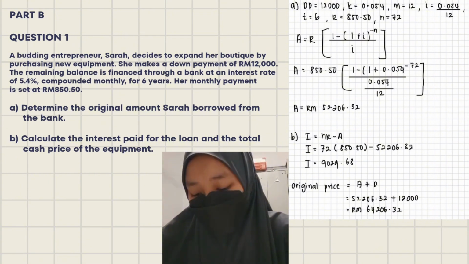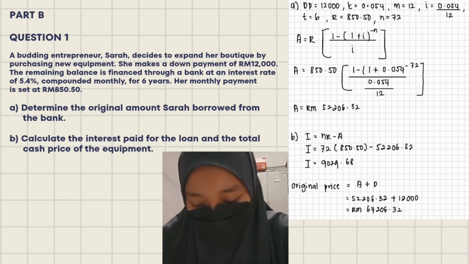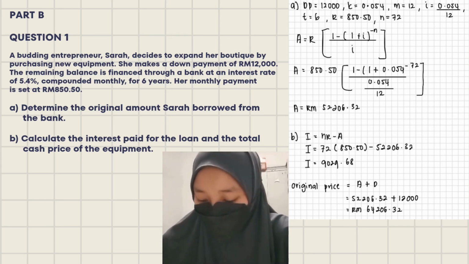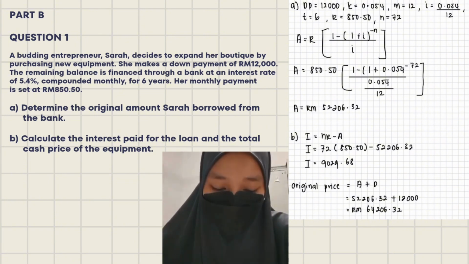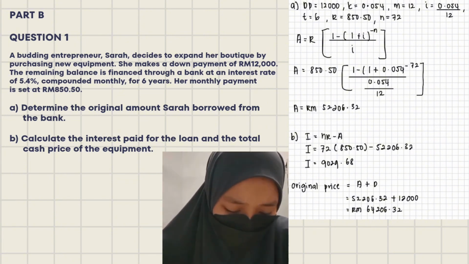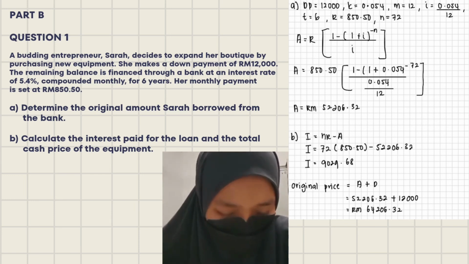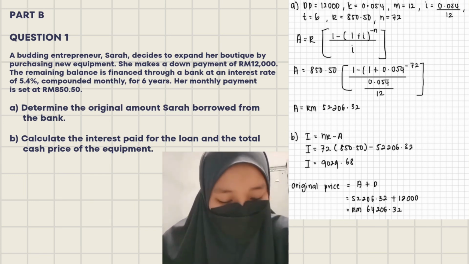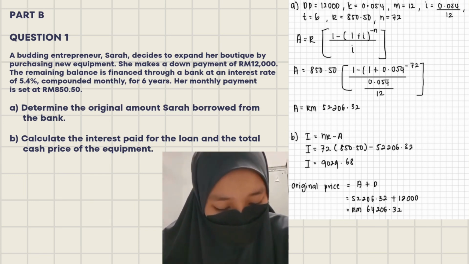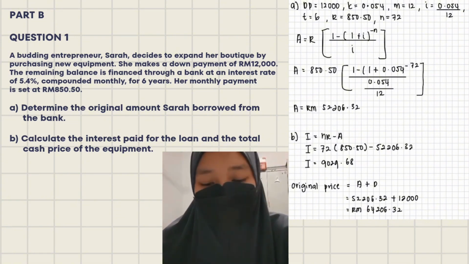But this is not the end. Next, we move to the total cash price of the equipment. So for the total cash price of the equipment, we use the formula A plus DP. DP is down payment. So A is 52,206 ringgit and 32 cents plus 12,000 ringgit. So the final answer is 64,206 ringgit and 32 cents. That's all from me.